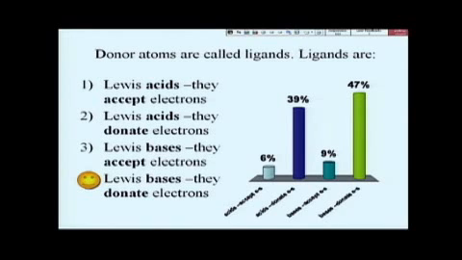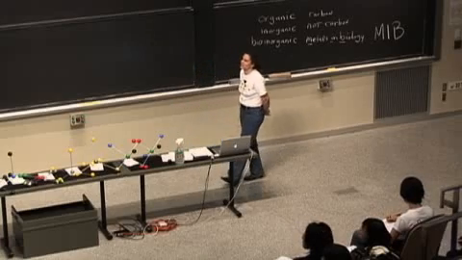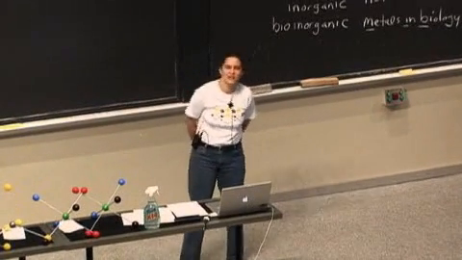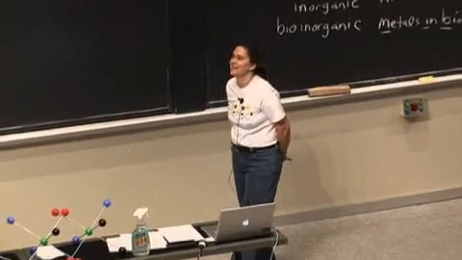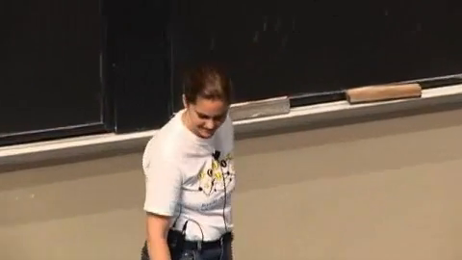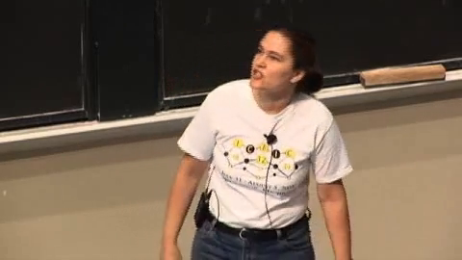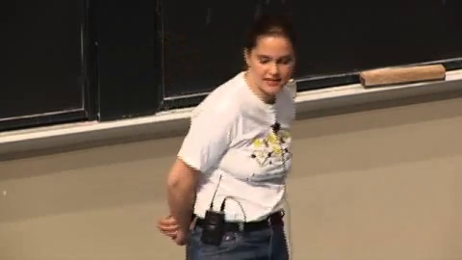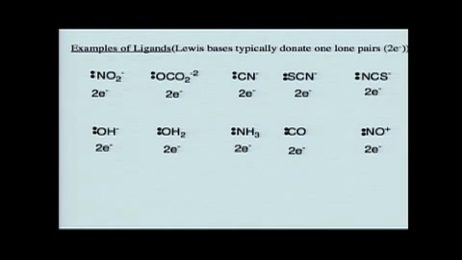So most people thought donor atoms, that the answers that had donate electrons did better. So that was good reading of the question. But they are Lewis bases. So Lewis bases donate electron pairs. So here are some examples that you will see of ligands that we'll be talking about in this unit. You will become very familiar with some of these as you work problems. So they're typically donating one lone pair of electrons.